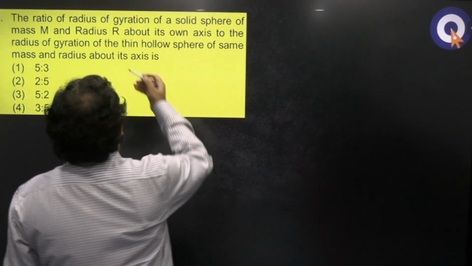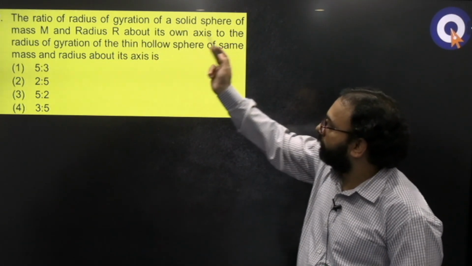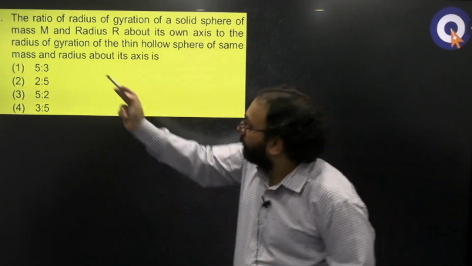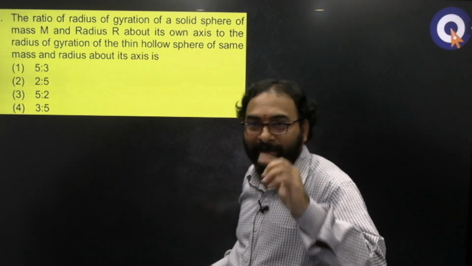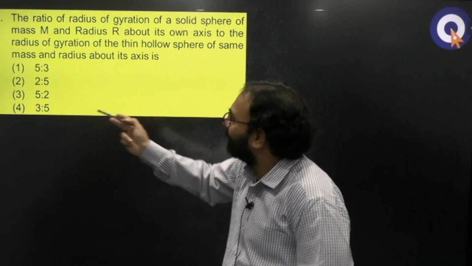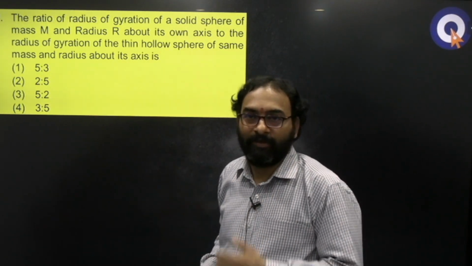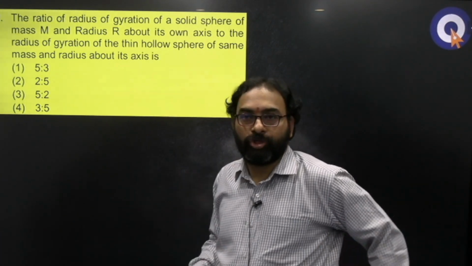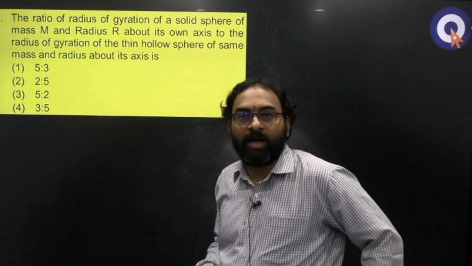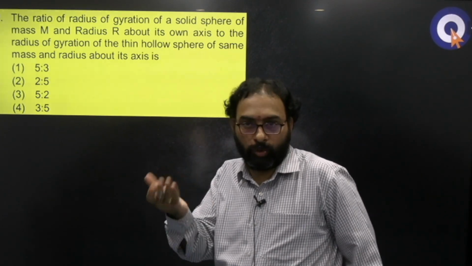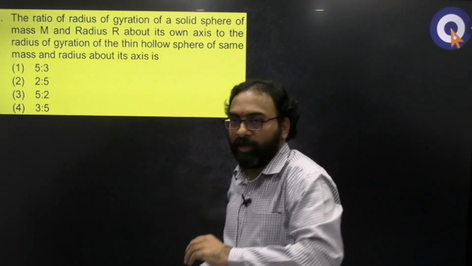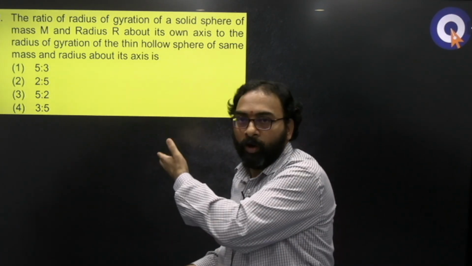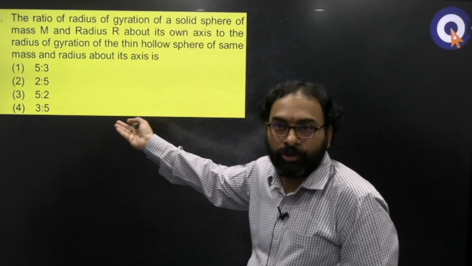The ratio of radius of gyration of a solid sphere of mass m and radius r about its own axis to the radius of gyration of a thin hollow sphere of same mass and radius about its axis. If you see this question, a similar question was asked in 2022 also. Slightly different, but the question was based on radius of gyration only. Let us see what to do with this. It's a straight away direct question.